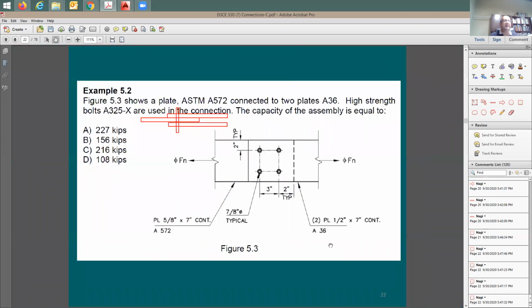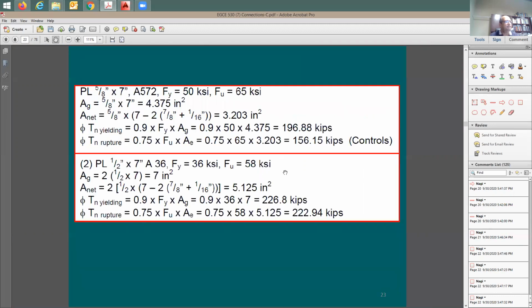Let me confirm this again. I have 3 items. 2 plates, they work together as 1 piece, 1 plate on the other side, and then the bolted connection. I'm going to be doing the strengths for all of the 3 items, and at the end, I'm going to be taking the lowest value of all of these values in terms of strength. Here's the plate, the grade 50, and here's the hole size. It's going to be bolt size plus 1/16 for the net, and you know the entire story for doing tension strength for 2 plates versus 1 plate.